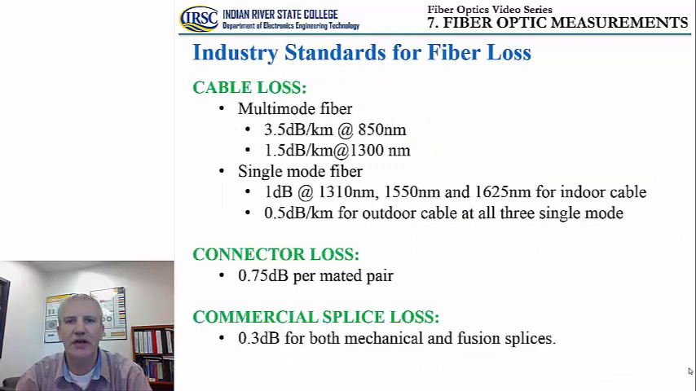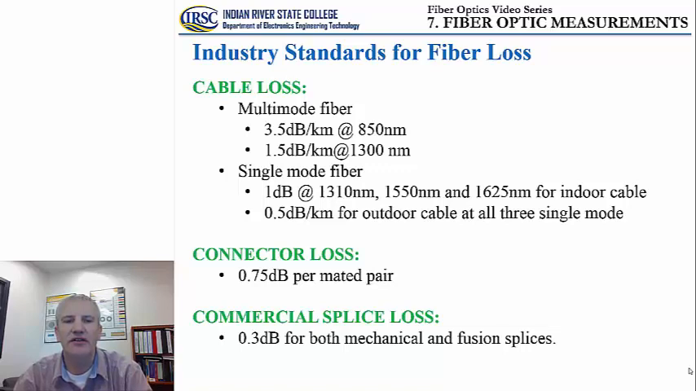Here are a few numbers that are important to elaborate, to put things into perspective. We want to see what a standard cable loss is. We are talking about multi-mode fiber. Multi-mode fiber is a type of fiber that has more loss than single mode fiber. So if we are talking about multi-mode fiber, we're talking about 3.5 dB per kilometer at an operational wavelength of 850 nanometers, or 1.5 dB per kilometer at the operational wavelength of 1300 nanometers.